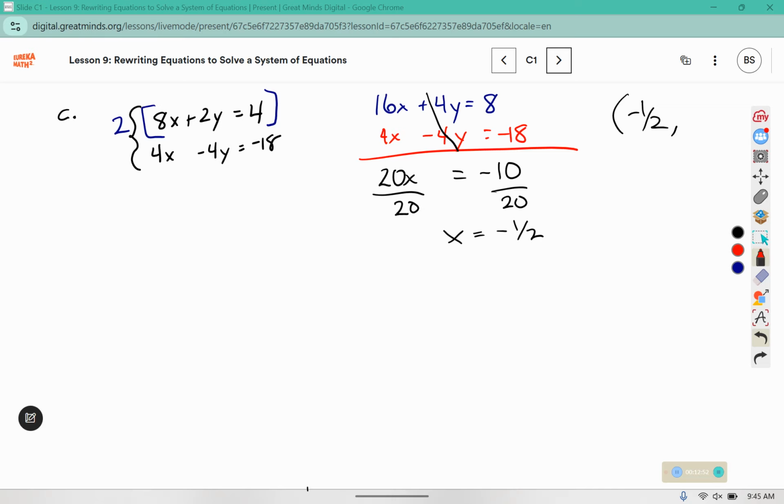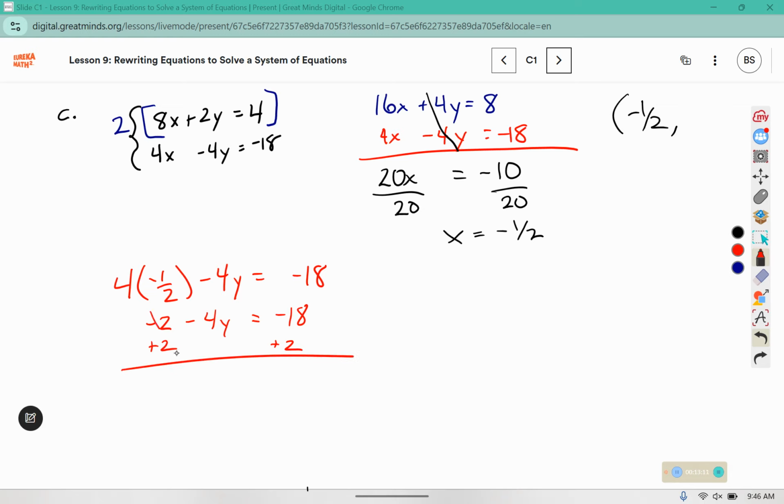Now we plug that back into one of these equations. Four times -1/2 is -2. Add 2 to both sides. That gives me -16. Divide by -4 on both sides. And that gives me +4.